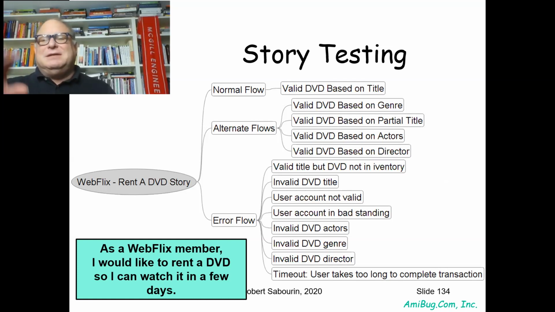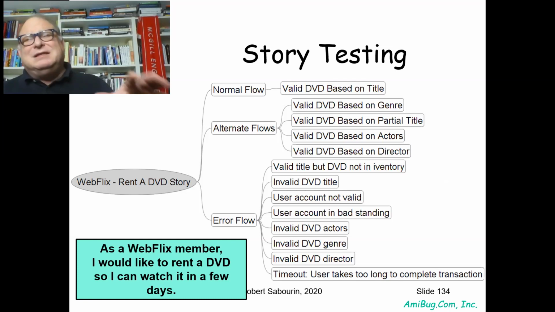Now, this is a visualization I like to use for story tests when I'm collecting them. To put it in a map like this makes it very easy to elicit them from people and not bother them with too much unnecessary detail. So the story center node says, rent a DVD. So that's the name of the story. And the normal flow would be, okay, well, we want to rent a valid DVD that's in inventory based on title.